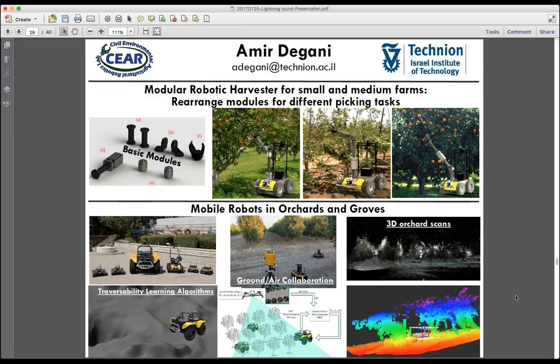On the bottom, you see some of the mobile robots we have in the lab. We have a few things that we do with them. Mostly, we want to work in GPS-denied environments, like high canopy orchards. We're trying to do accurate localization using UAVs. We do 3D orchard scans from them. And recently we've started doing deep learning using tree learning to actually see where the robots can traverse when there's very rough terrain. So that's the one minute recap of some of the work we do.